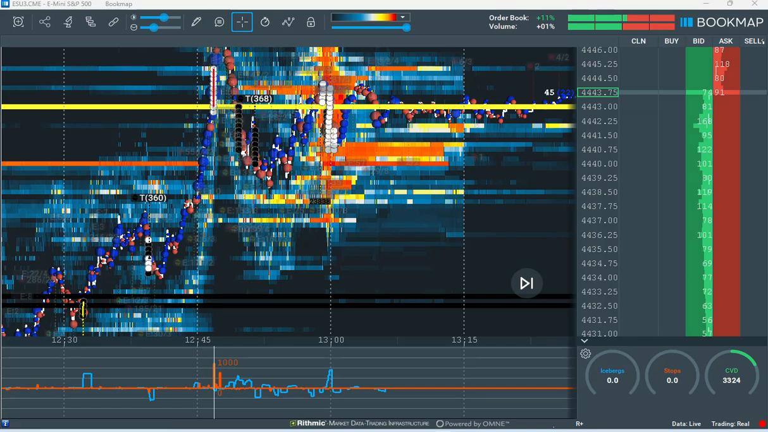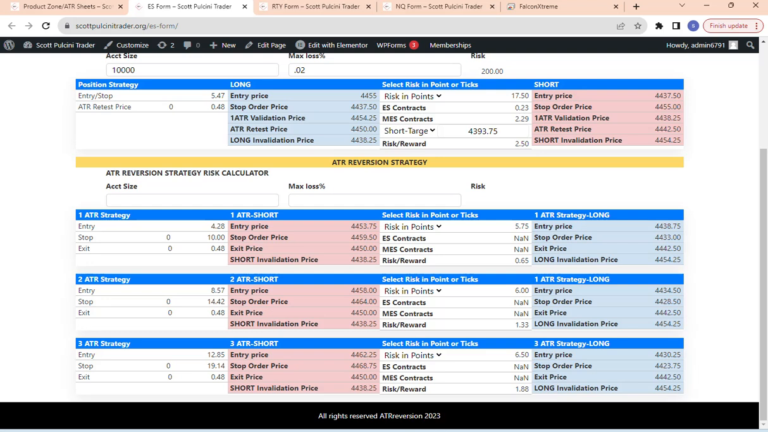I don't play games. I don't say, well, maybe it could go further. I get out. That's the trade. You can do whatever you want. This is how I trade it. This is what the spreadsheet is built for, 42.50.